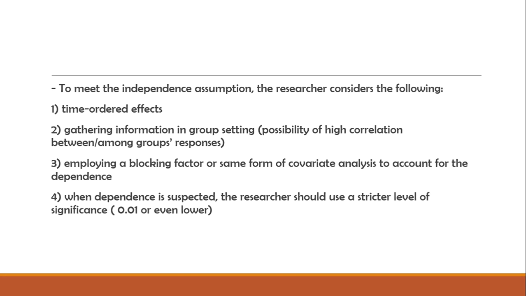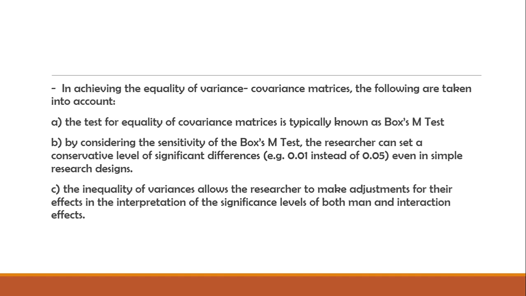To meet the independence assumption, the researcher considers the following: time-ordered effects, gathering information in a group setting, the possibility of high correlation between or among groups' responses, employing a blocking factor or some form of covariate analysis to account for the dependence, and when the dependence is suspected, the researcher should use a stricter level of significance, 0.01 or even lower.